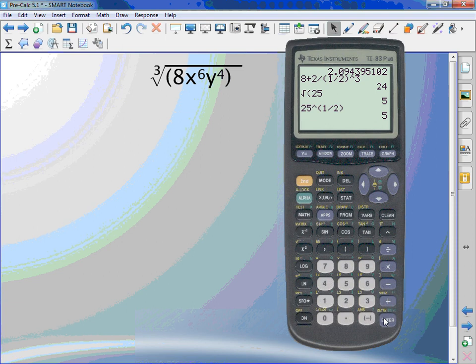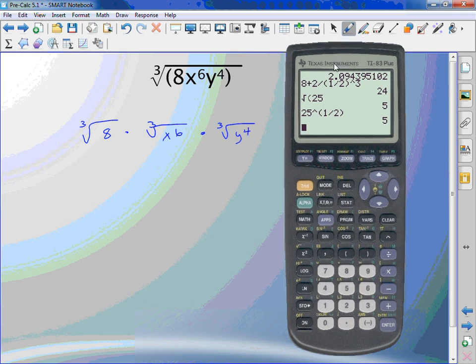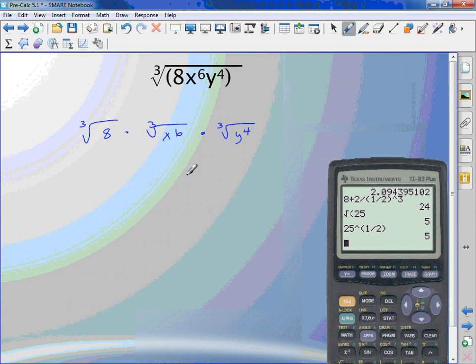So if I'm taking the cube root, I have the cube root of 8 times, technically, the cube root of x to the 6th times the cube root of y to the 4th. I told you if you had the square root, it's actually to the 1/2. Now the cube root of 8, what times what is 8? 2. So the cube root of 8 is 2. That was easy enough. These ones are a little more difficult.